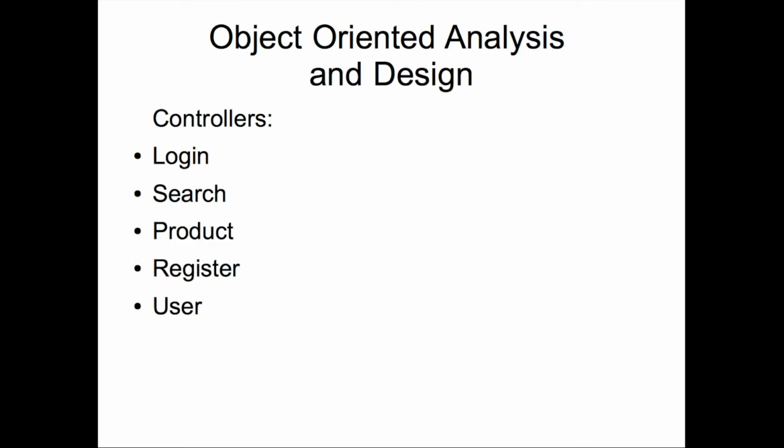To implement all of this, let's take a look at the object-oriented analysis and design that went into making this product possible. Let's first have a look at the controllers. We had 5 controllers for our website, which were login, search, product, register, and user. Each of these classes were responsible for the movement around the website and the storage of information.